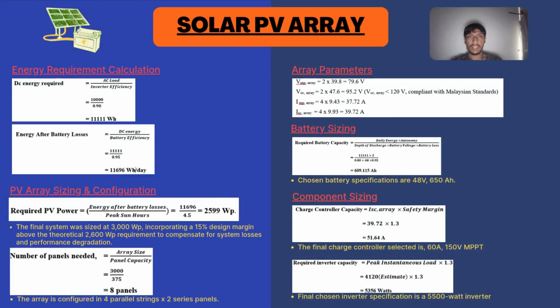Now we move on to system sizing. Accounting for system losses, the daily energy requirement came up to 11.7 kilowatt hours. Assuming the system gets 4.5 hours of sun, the PV power requirement came up to 2.6 kilowatts, but the system was sized at 3 kilowatts, accounting for a 15% safety margin. This requires 8 panels of 375 watt capacity to power. Finally, for storage, we selected a 48 volt 650 amp hour battery sized for 2 days of autonomy, and then a 60 amp charge controller along with a 5.5 kilowatt inverter was selected to handle peak system loads.